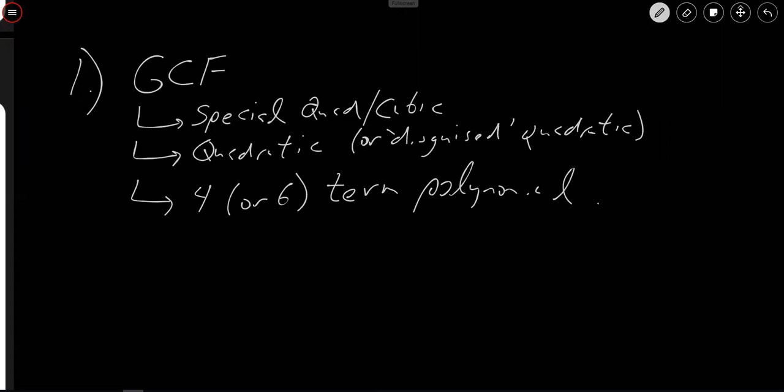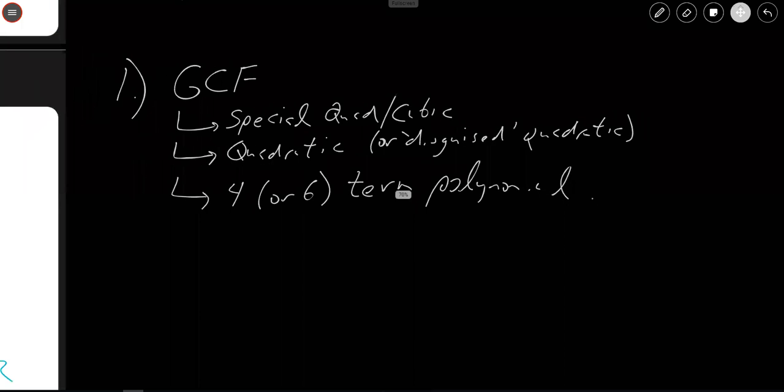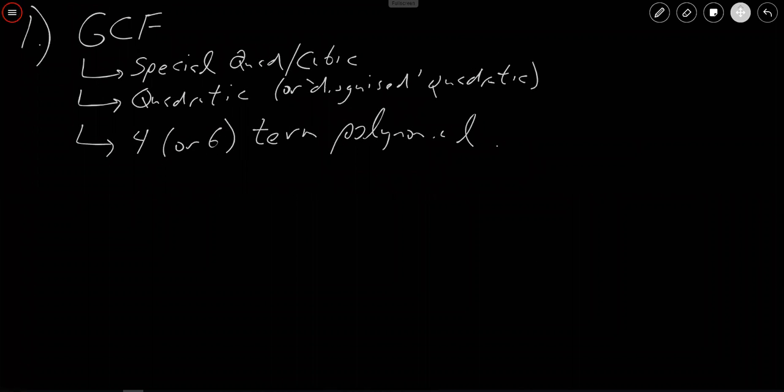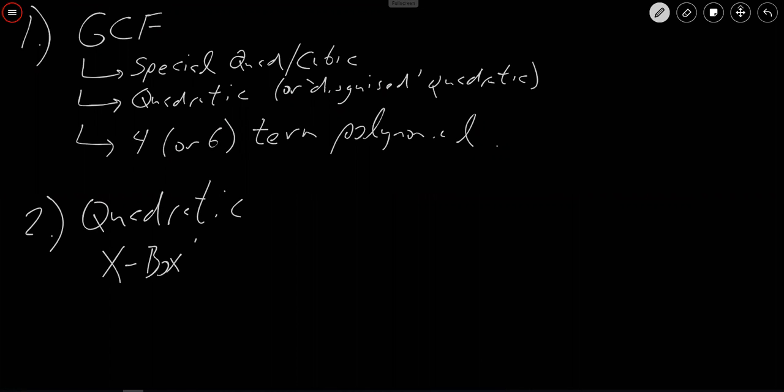Well, step 2 then, if I've got a special quadratic or cubic, I can follow the patterns. If I don't remember the patterns for quadratics, for any quadratic, I can either use the X box method, which should hopefully work, but if it doesn't, then you might have to go to the quadratic formula. I always recommend using the quadratic formula because it's going to give you a result every time for factoring.